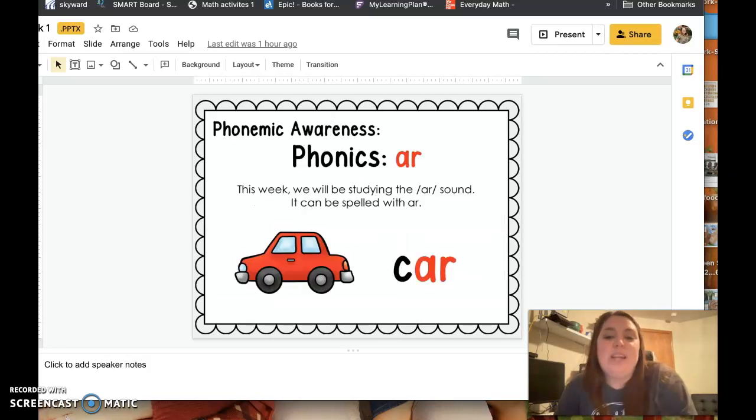All right, so if you couldn't guess it, this week for phonics, we are going to be talking about AR. And AR says R. All right, so if we look at this, this is a picture of a car. So we could say R, car. All right, are you ready to tap some words out that have AR in them? What does AR say? R. All right, here we go.